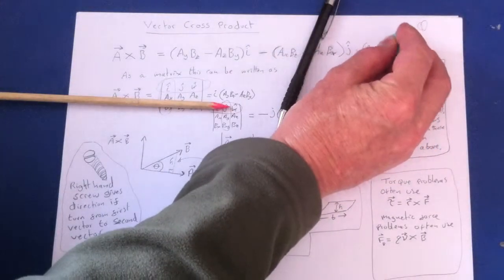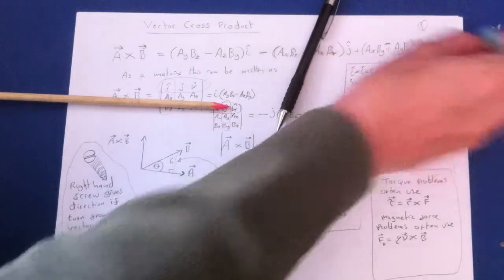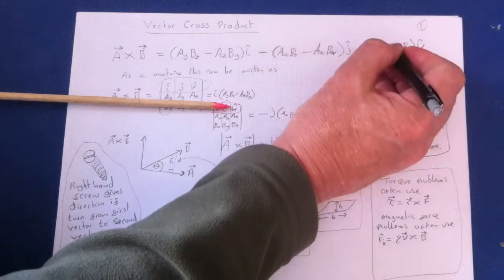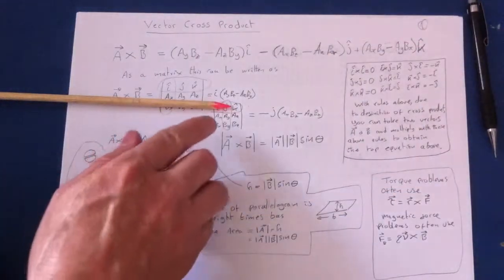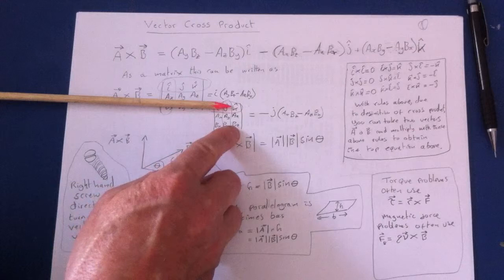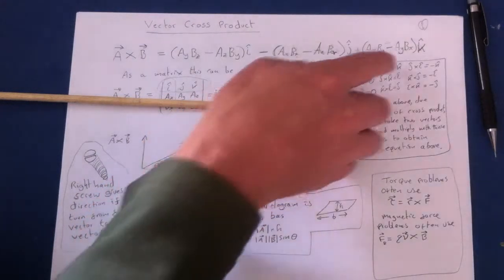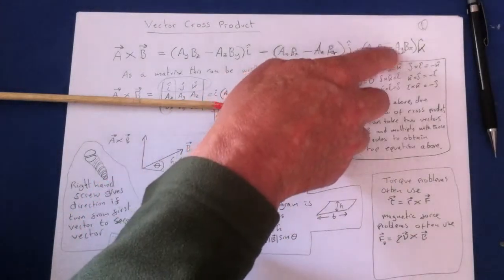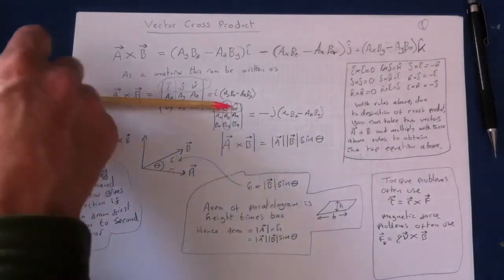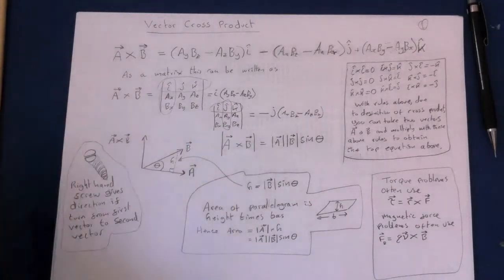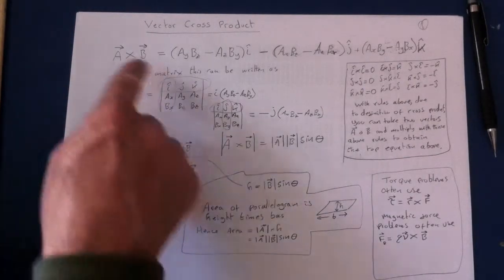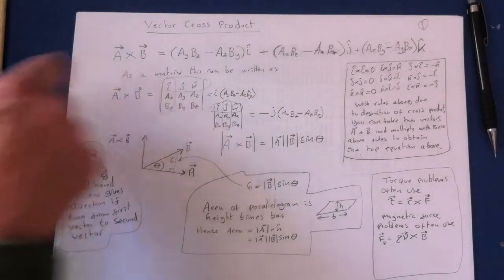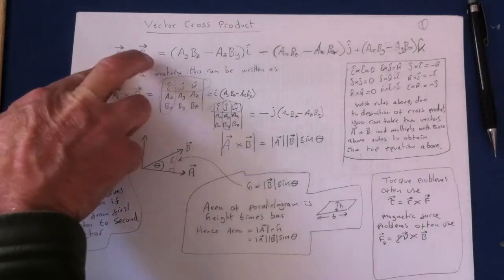Just correct that. So it's the same thing. It's AX times BY minus AY times BX, and that gives us the final component for K. So that's how you solve this determinant to get the vector perpendicular to both the A and the B vectors.